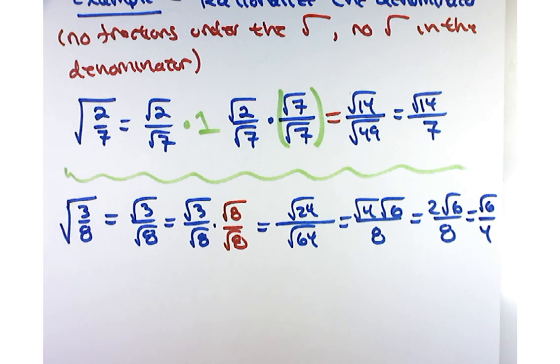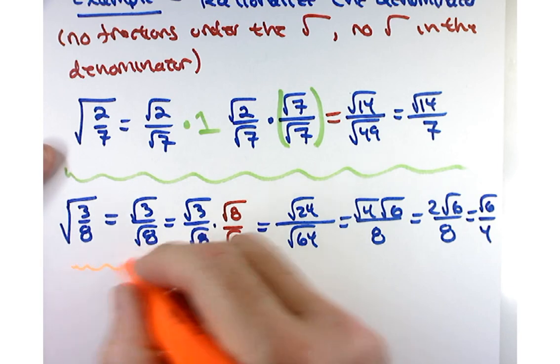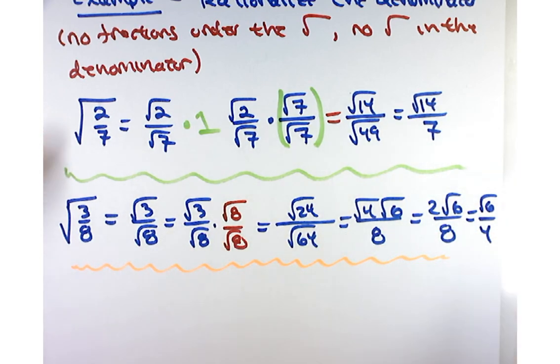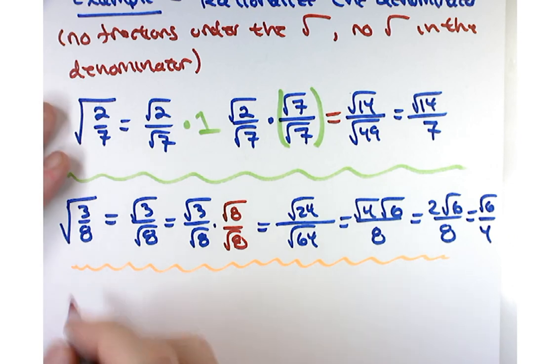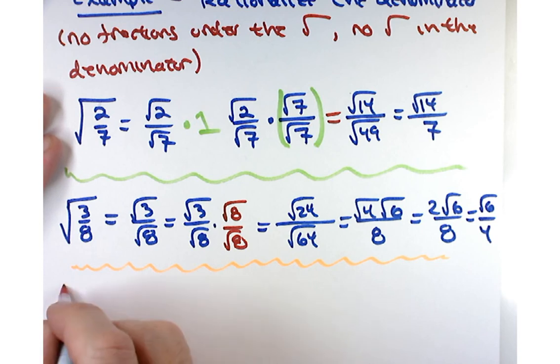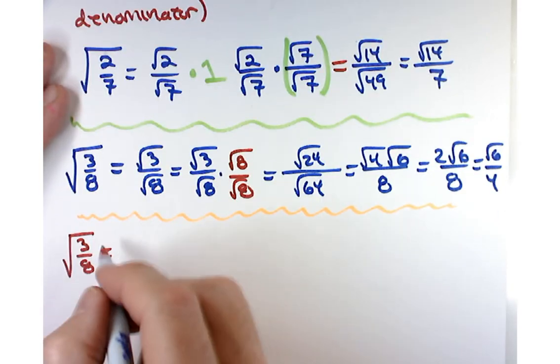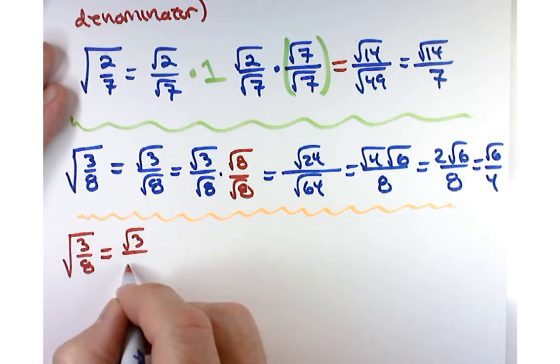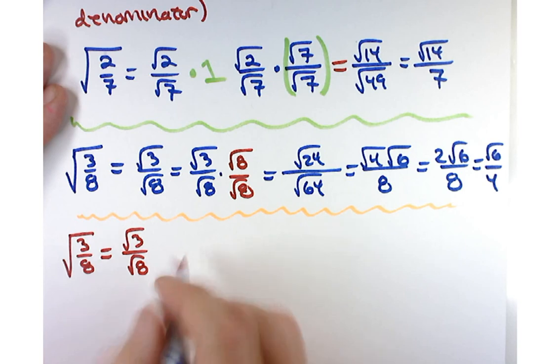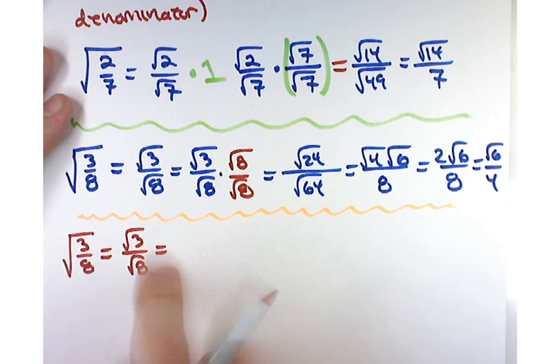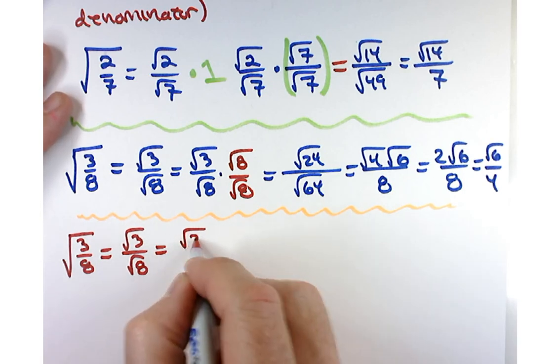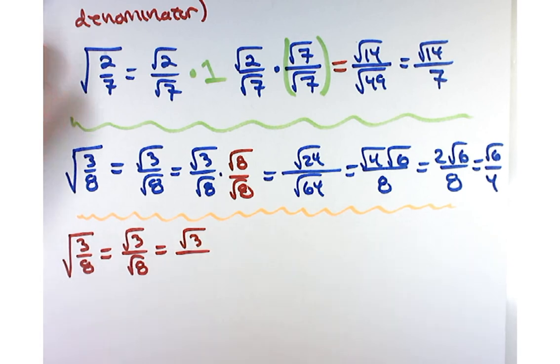Let's try it a different way. And it's up to you. I will ask you out of curiosity, but it's completely up to you what you like, what's easiest for you. We'll start out with the same thing. Square root of 3 over 8. I'll write this as square root of 3 over square root of 8. But instead of multiplying by root 8 over root 8, let's take a critical look at the denominator. Is there anything I can do with the square root of 8?